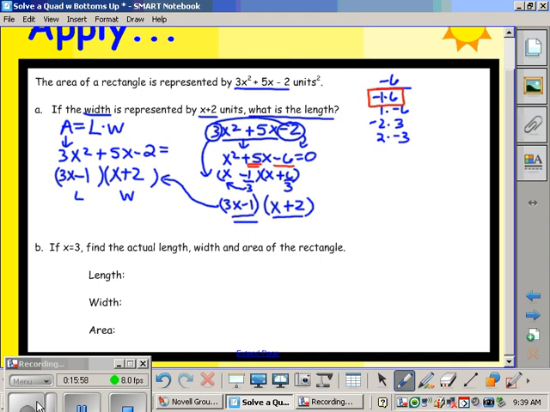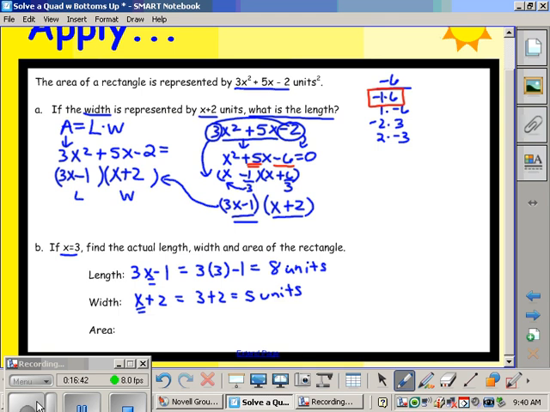Now that we know the expression that represents both the length and width and area, we can go to part B. So it says if x equals 3, we want to find the actual length, width, and area of the rectangle. So we're going to write down the expression for the length, but then since we know that x is 3, we're going to replace the x with 3, then calculate the actual value of the length. So 9 minus 1 gives us 8. For the width, the expression is x plus 2, and if we substitute in 3 for x, the actual width is 5 units.